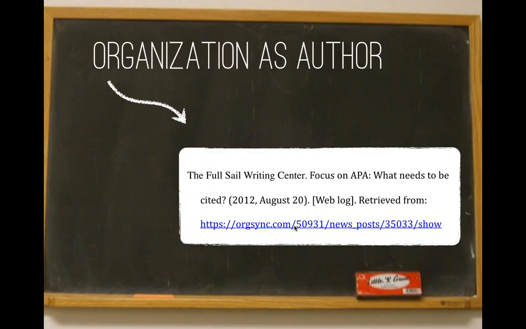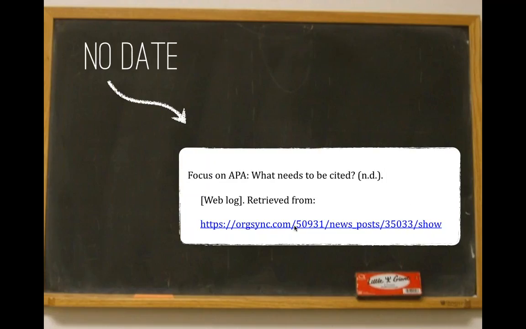All right, so let's pretend that the article we just referenced has no author listed, but we know that an organization, in this case the Full Sail Writing Center, published the article. So the name of the organization goes in place of the author's last name, and then the rest of the information follows. Again, let's pretend we don't have a date or an author. So just like with the in-text citation, we'd use the abbreviation ND for no date, and it comes after the title spot.